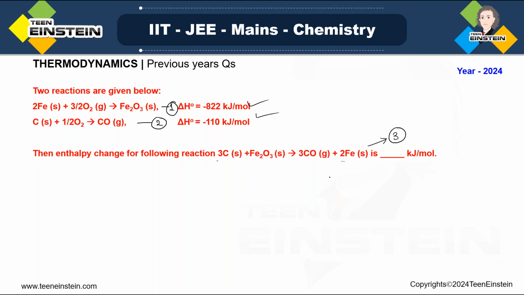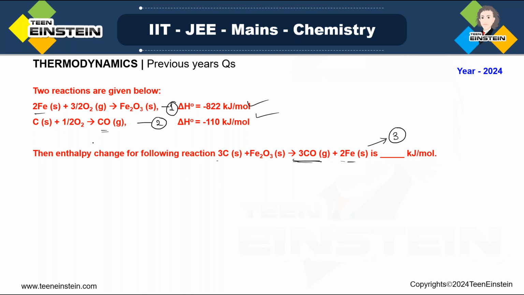Now, in the final equation, the equation for which you are trying to find the enthalpy change, carbon monoxide is present on the right hand side. Iron is present on the right hand side. That means from the second equation, you will subtract equation 1. Because only when you subtract equation 1 from 2, you will get Fe on the right hand side. In equation 1, Fe is on the left hand side, so only by subtracting it will it be opposite.